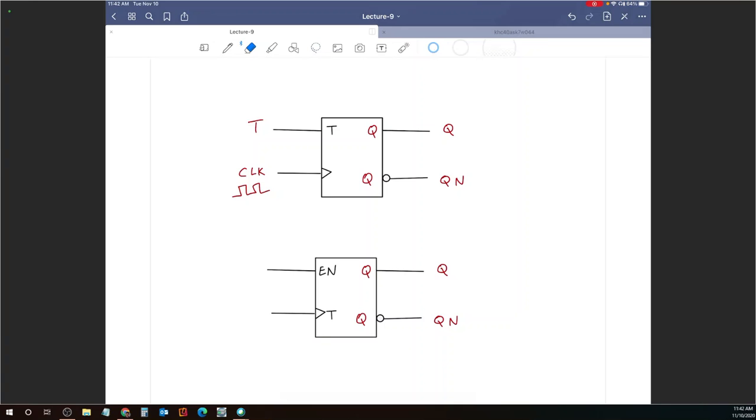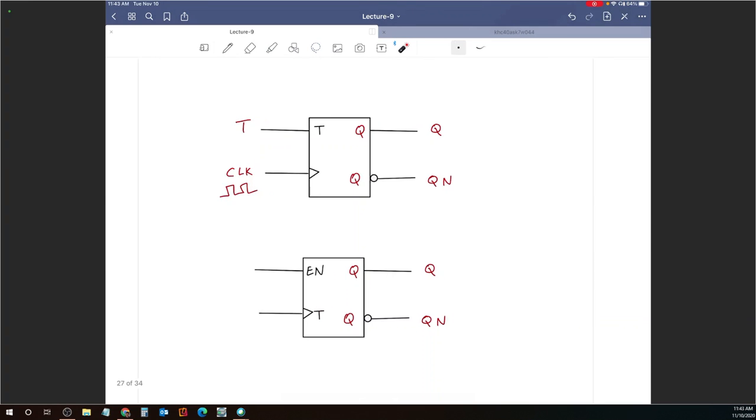You guys see that? So traditionally you will see T and clock, but you could also switch this around to clock enable and T input on the clock input, and it will function exactly the same way.